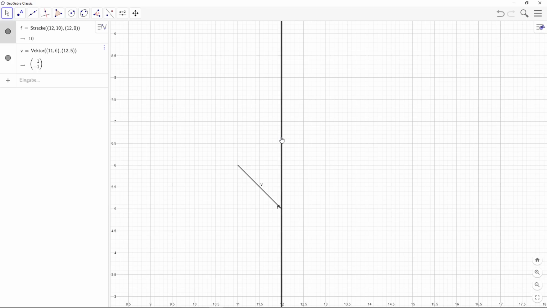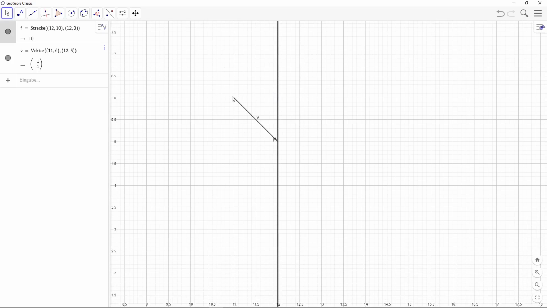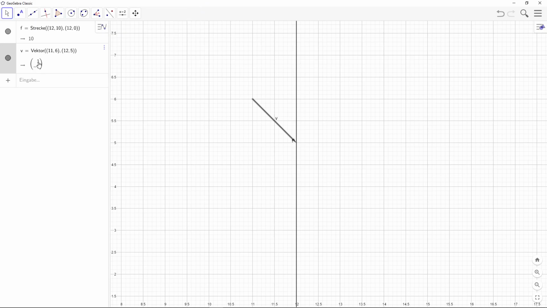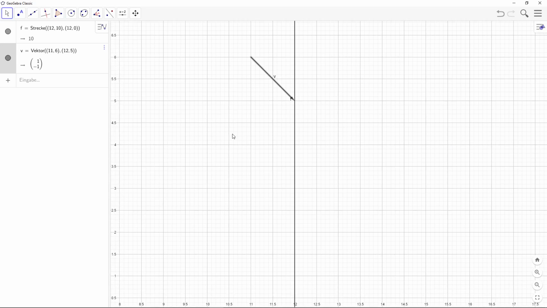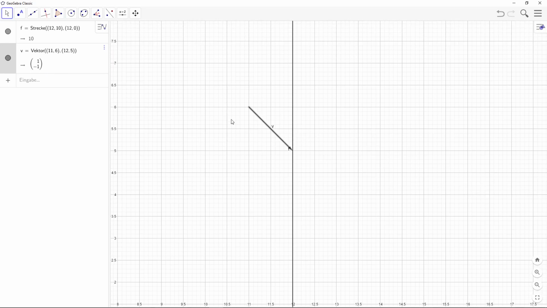But let's start with the simplest way that is also correct according to physics. So, we have a line F, and we have a point approaching line F. The way in which the point approaches F is represented by this arrow V. This arrow V has two components, 1 and -1. And this 1 represents how fast the point is moving along the horizontal axis, like this. And this -1 represents how fast the point is moving along the vertical axis, like this.